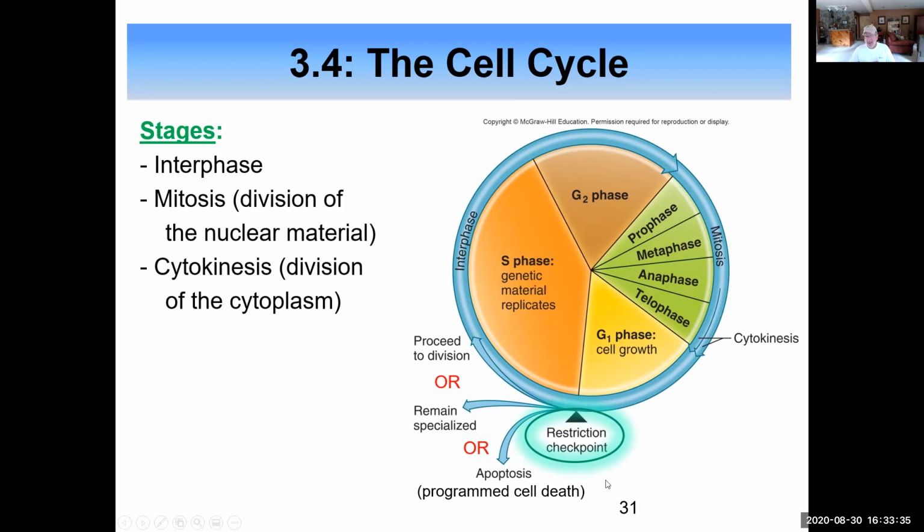This lower segment of the diagram here, where it talks about proceed to division, remain specialized, or die, we will talk more about in the lecture on regulation of the cell cycle in section 3.5.